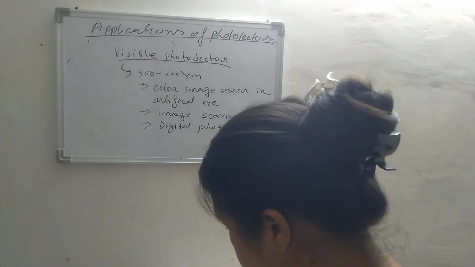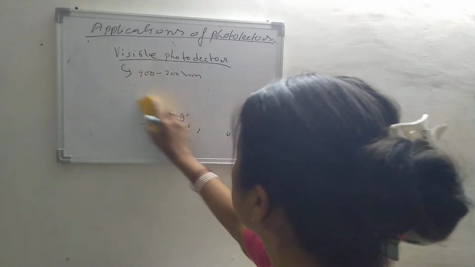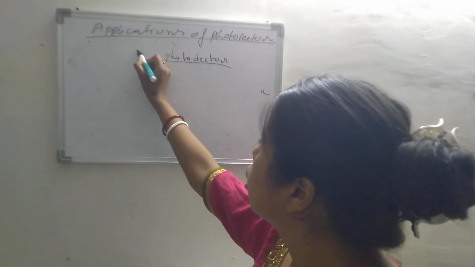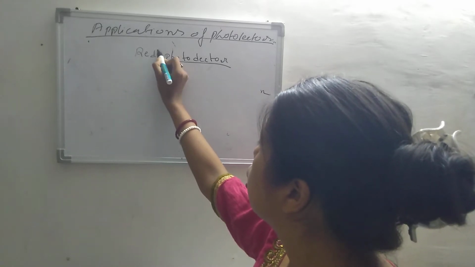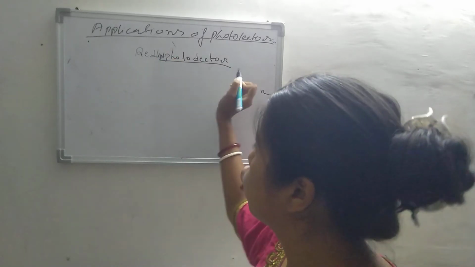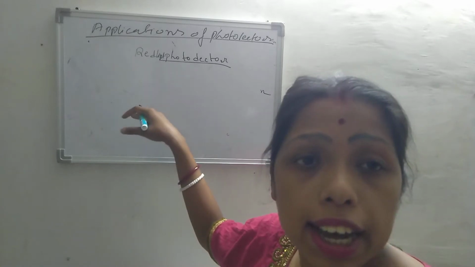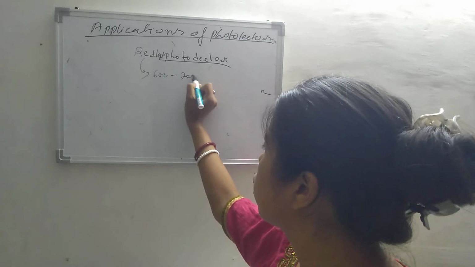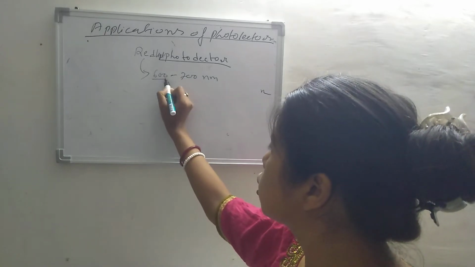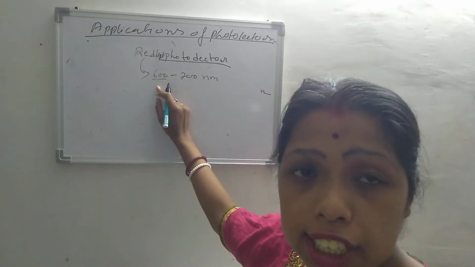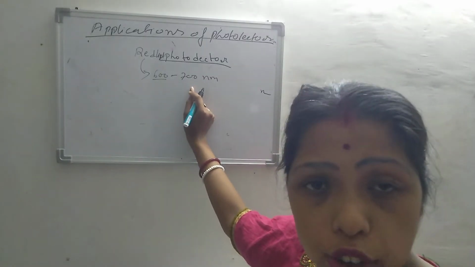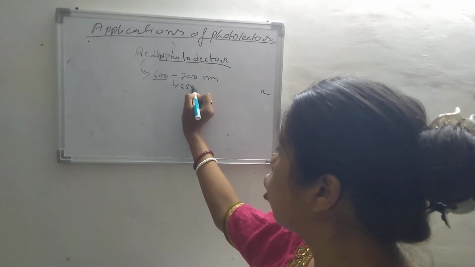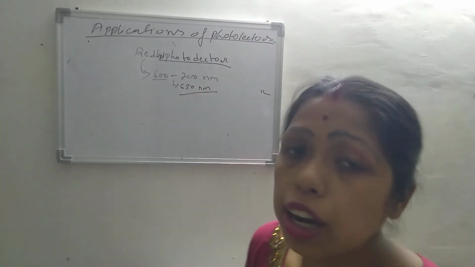Next, coming to the red light photodetector. That means it can detect red light, which has a wavelength range of 600 to 700 nanometer. Here it's like orange color and near to infrared, not infrared. 600 to 700, the peak is 650, which is mainly called the red light wavelength.